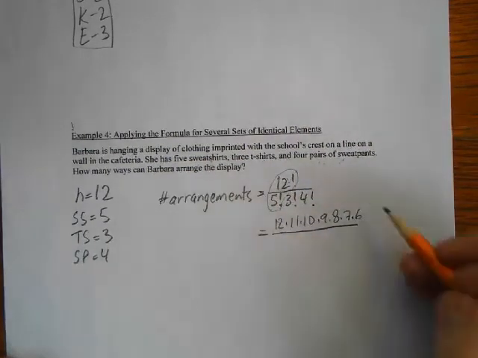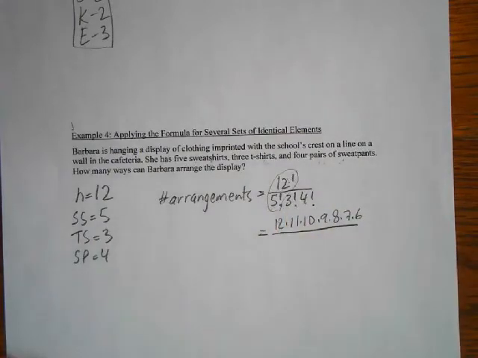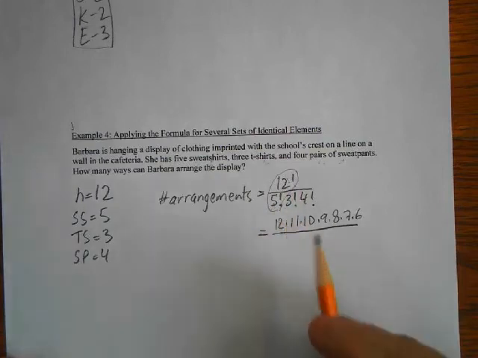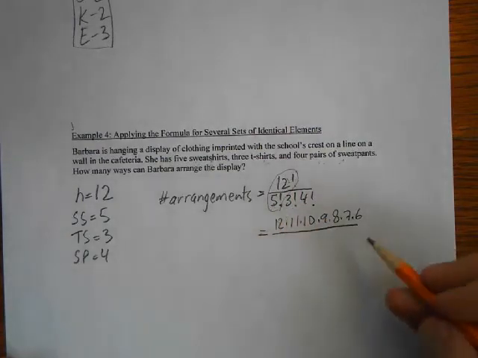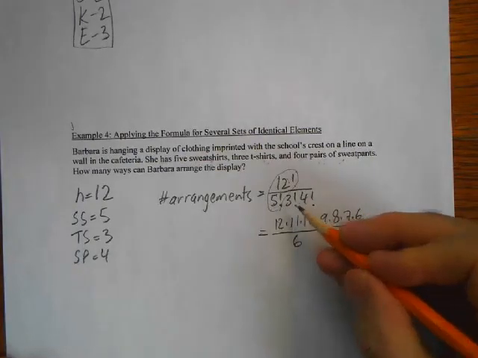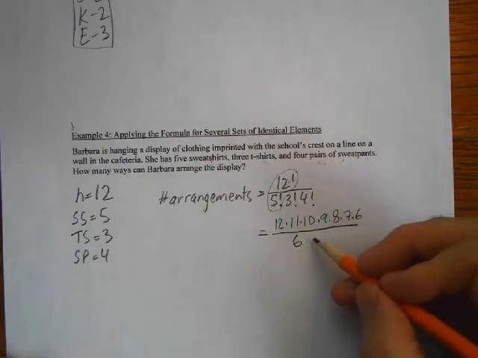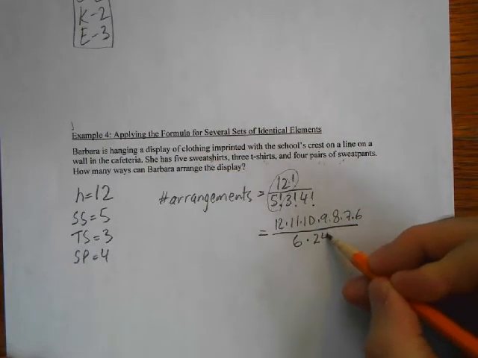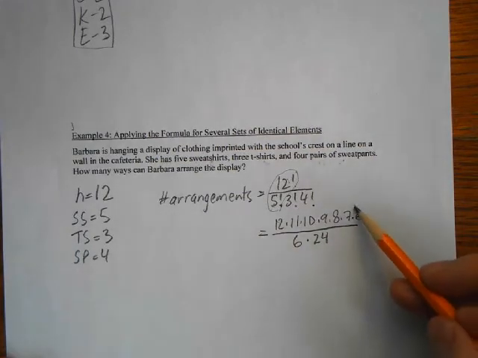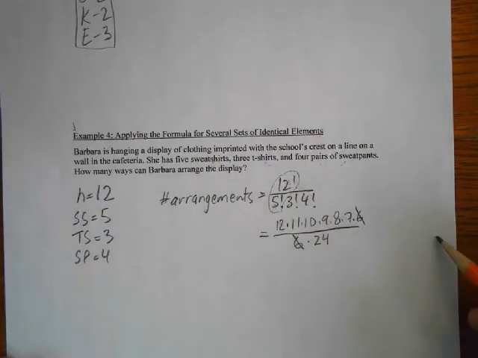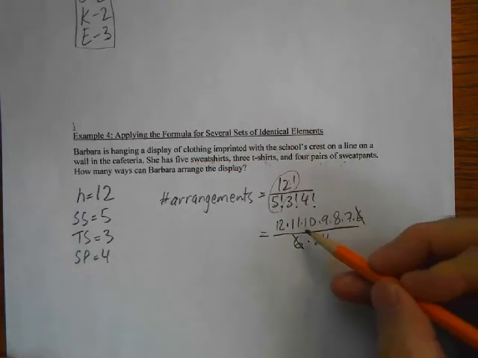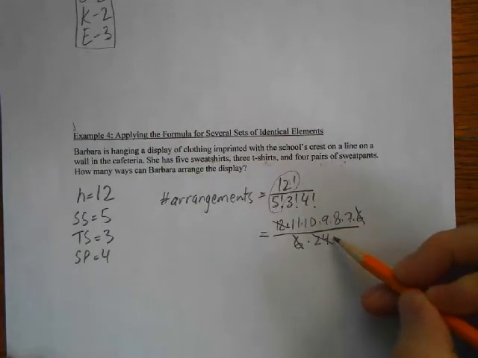And then on the bottom, well, I've already got rid of the 5 factorial by doing that. The 3 factorial, that is 6, so I'll just do the math in my head there. And the 4 factorial would be 24. Okay, now what I can do is I can actually cancel the 6, top and bottom. And I don't have a 24 up here, but I've got a 12. So I can cancel the 12 and reduce this to a 2.